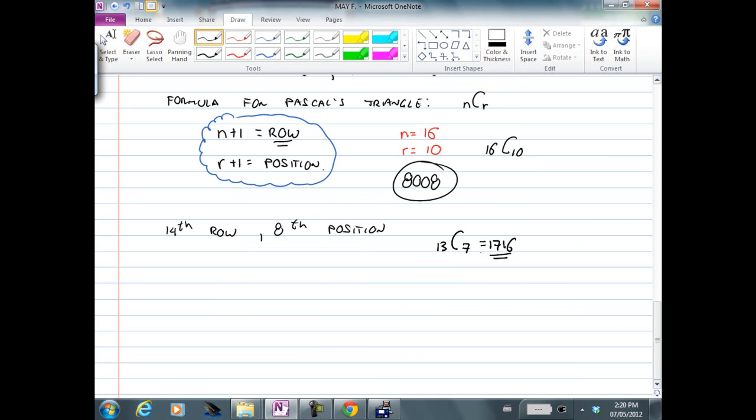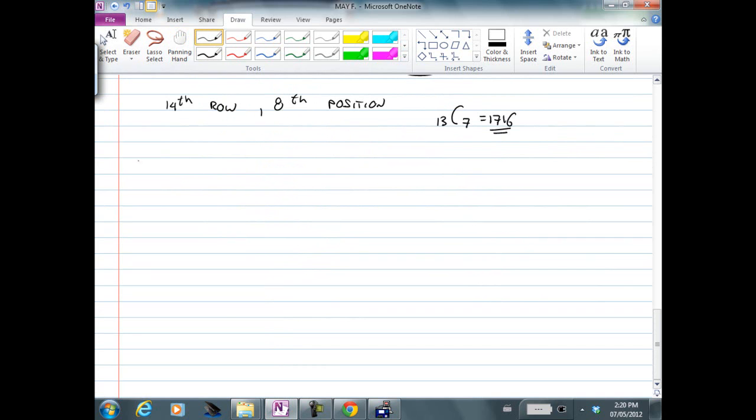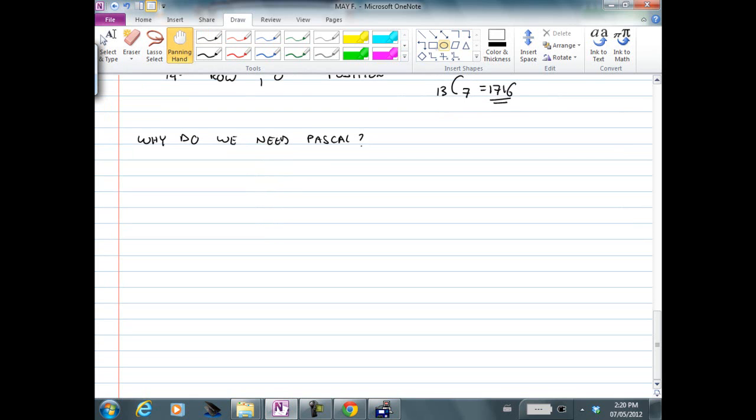So now the question is, why do we need Pascal's triangle? Because it's very basic and simple to know. You never need this in real life. Here's where you use it in real life. Why do we need Pascal? Because really, what good is this going to do? Here's the reason why. Some of you will love this stuff because it's your favorite thing. So here's how it works.